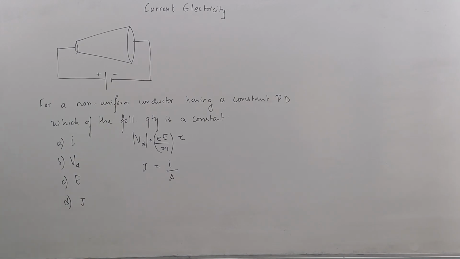And current, how do we define current? Current is definitely given as charge flowing per unit time. So in this particular case, we can clearly say that current is the quantity which is going to be constant in this case.